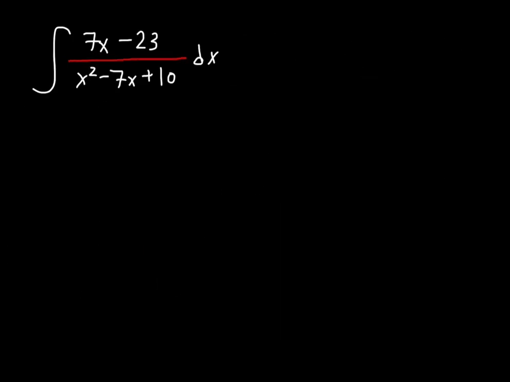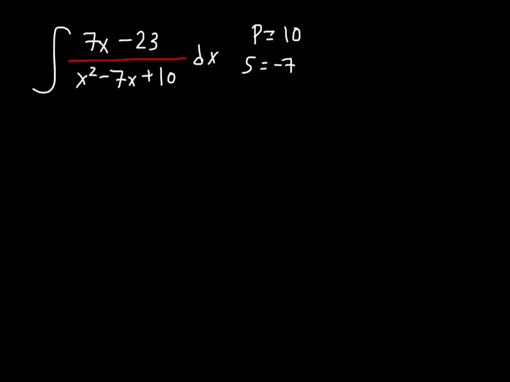Let's try this example. So we have the integral of (7x - 23) over (x² - 7x + 10) dx. So our first step, as always, is to factor the denominator. The denominator is a quadratic function, so we can factor using the product-sum method. The product is positive 10 and the sum is negative 7.